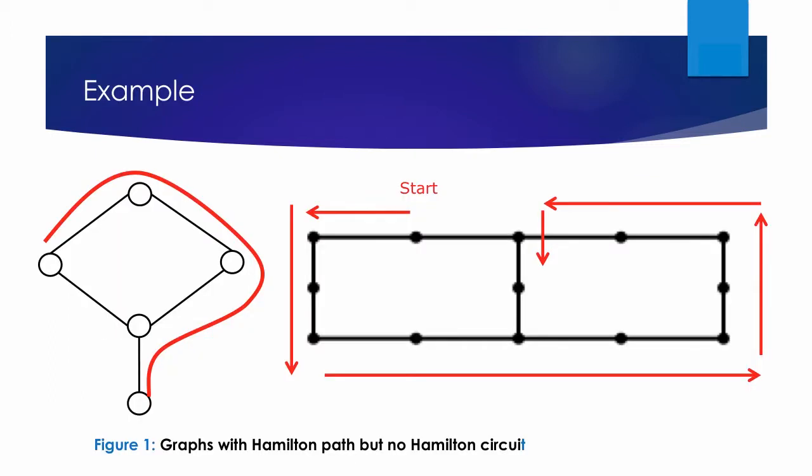Figure 1 shows graphs with a Hamilton path but not a Hamilton circuit. As you can see from the figure, we have a Hamilton path in both graphs, but we cannot end up in the same vertex in both graphs.